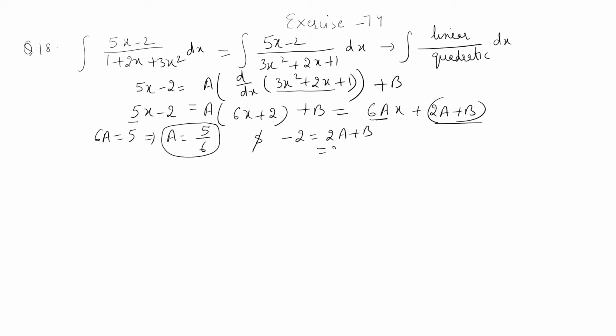So put the value of a here. So b will be minus 2 minus 5 by 3. That is minus 6 minus 5 by 3, that is minus 11 by 3.